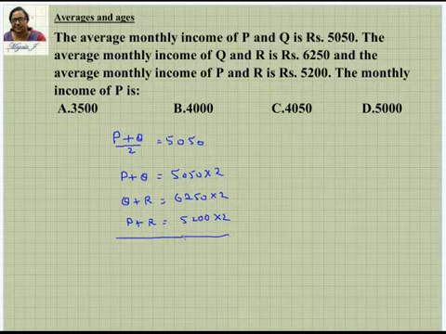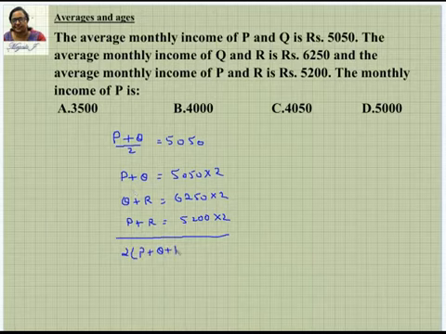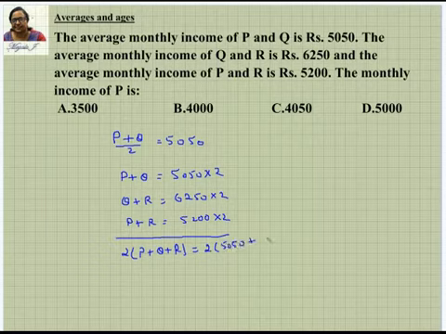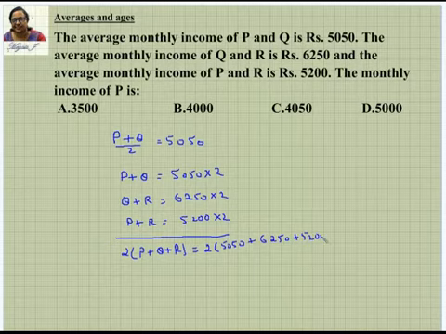When you add all the 3, you know that here when you're adding this thing, each one is added twice. So therefore, I can say it is 2 times of P plus Q plus R. And here also, everything is like 2 times. So I can just take out this one. Then I can say 5050 plus 6250 plus 5200. 2 and 2 will get cancelled. And now you have to find the value of P.